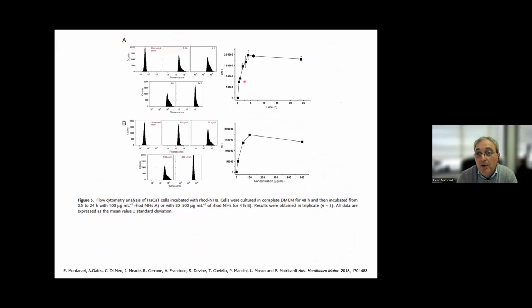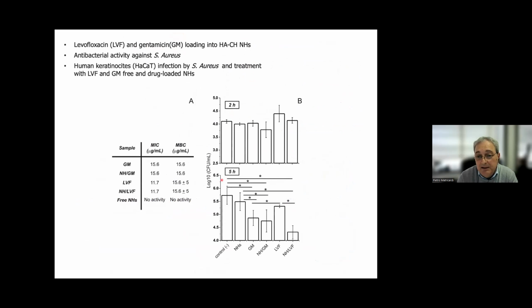And after 4 hours of treatment, we have seen that hyaluronic acid nanohydrogels reach the maximum concentration within the cells. We observed that, this is the situation after 2 hours, but after 5 hours, gentamicin and gentamicin embedded in nanogels reduce to the same extent the colony-forming units of the bacteria. When you treat cells with levofloxacin, you have no reduction of the colony-forming units of bacteria. But when you treat the keratinocytes with the levofloxacin-embedded nanogels, you have a strong reduction.